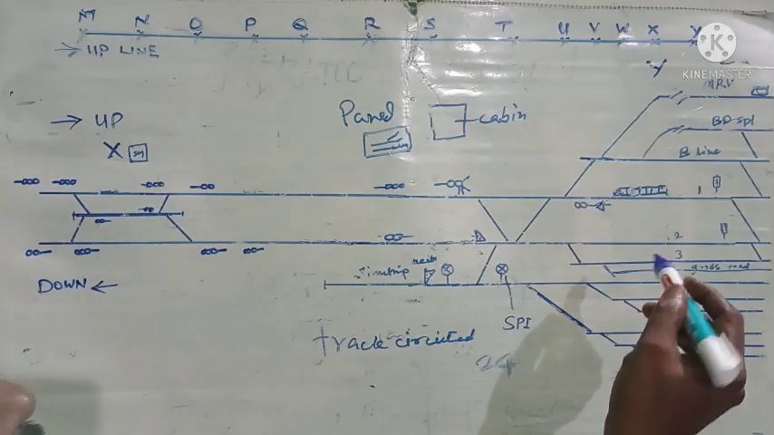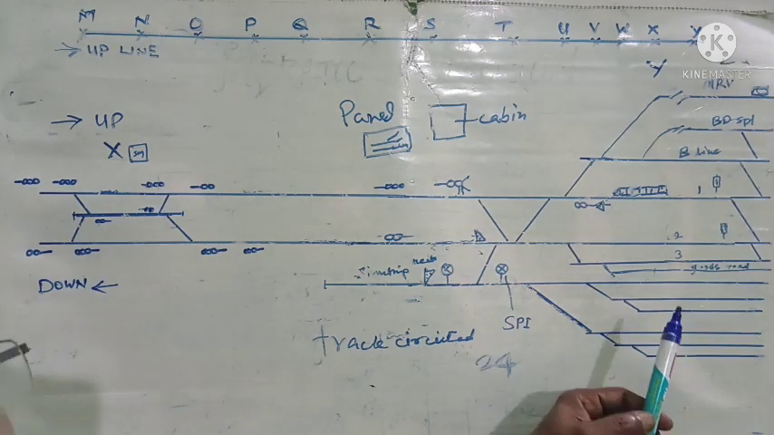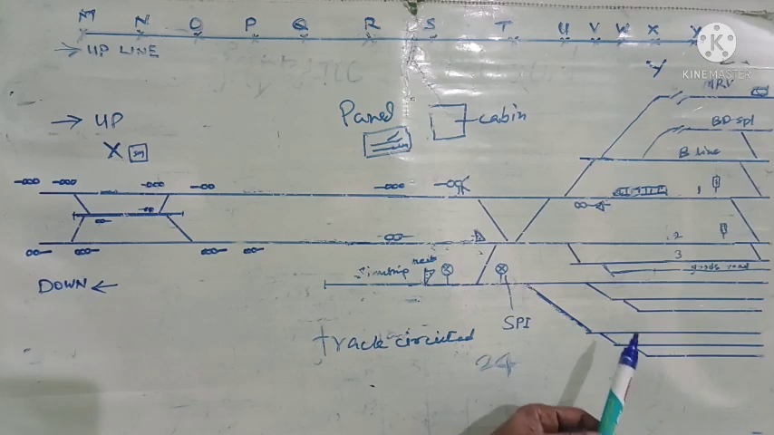Now we will see how this rake is taken to the yard, how it is stabled, how it is secured, etc. We will see in our next video. Now we have familiarized ourselves with station Y, that is a terminal station. In the next video we will see how the rake of our train is secured in the yard. Also securing of other vehicles, goods vehicles, coaches, etc. All these things we will see in our next video.